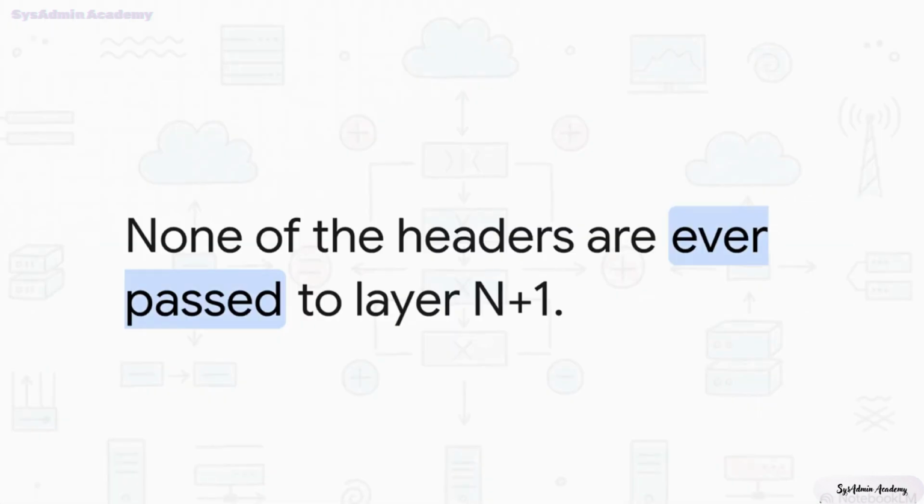Now, through all of this wrapping and unwrapping, there is an incredibly strict technical rule regarding data boundaries. Headers and trailers from one layer are never, ever passed up to the layer above it. Ever. Layer 4 has absolutely no idea that Layer 3's headers even exist. It's on a strict need-to-know basis, and this total separation of duties is exactly what keeps the whole system stable.